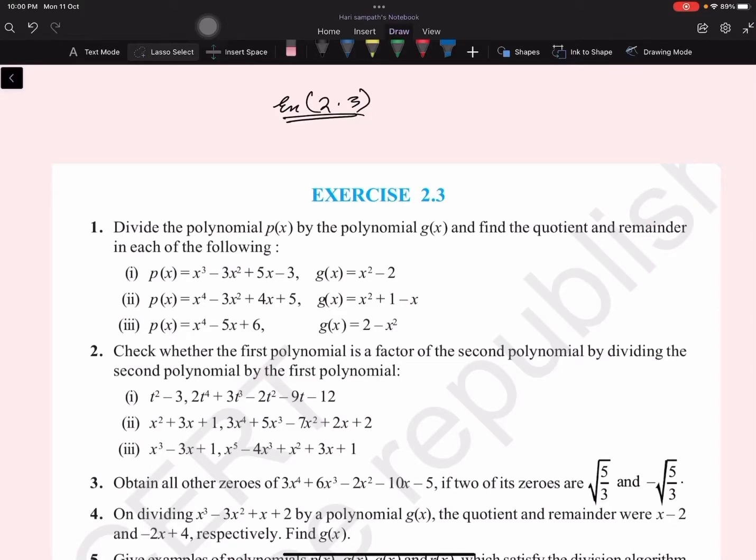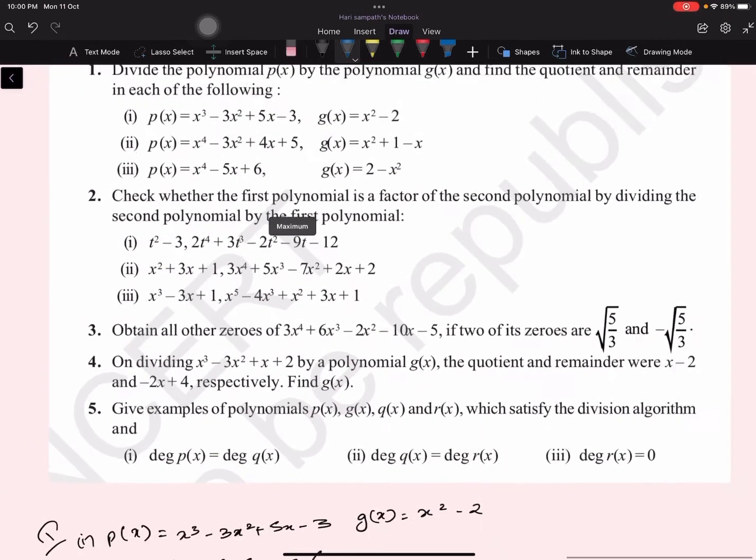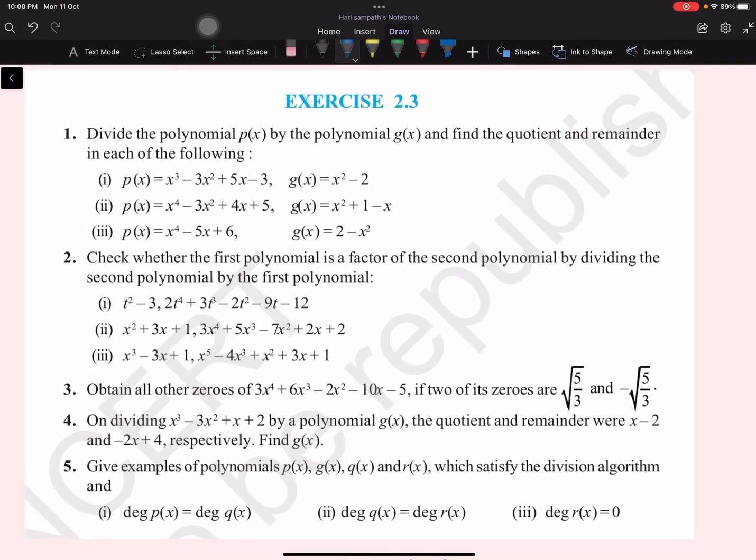Today we're going to be doing exercise 2.3. It's very easy, just division and finding zeros of the polynomial. It's very easy, all of them. Let's start off. First question is p of x divided by g of x. You can just ignore this. This is just showing that it's a polynomial and that this is dividing this whole equation.